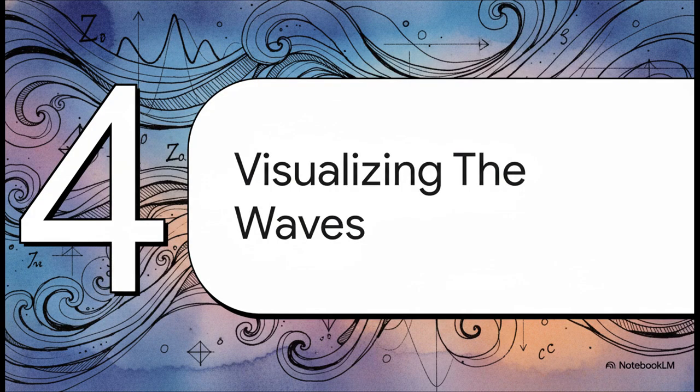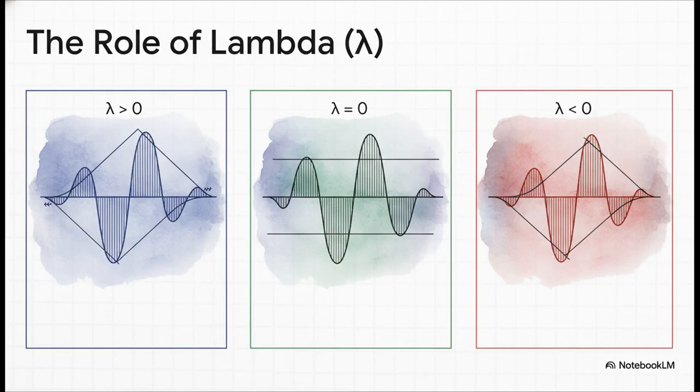We've done a lot of math, but what does this stuff actually look like? Let's build some intuition by visualizing these waves. Honestly, the entire behavior of the wave really just comes down to the sign of lambda. It controls that exponential envelope we talked about. If lambda is positive, the envelope gets bigger and the oscillations grow, just like in example 1. If lambda is 0, the envelope is flat, and you get that constant, pure oscillation from example 2. And if lambda is negative, the envelope shrinks, damping the wave until it disappears, which is exactly what we saw in example 3. It's that simple.